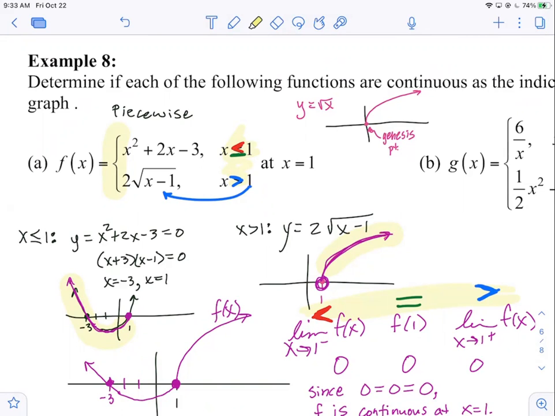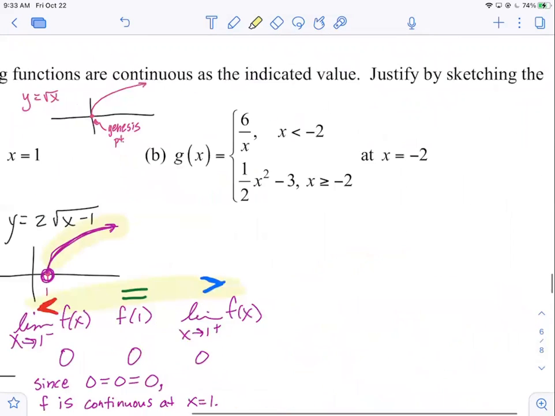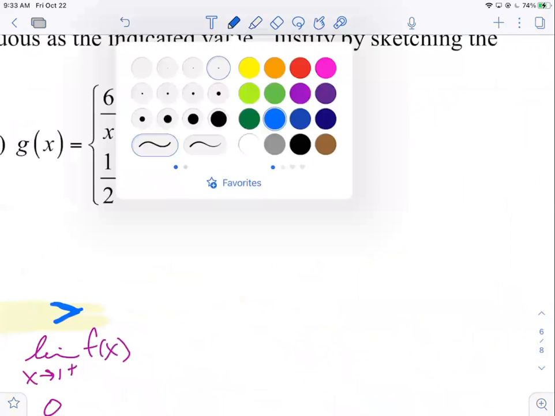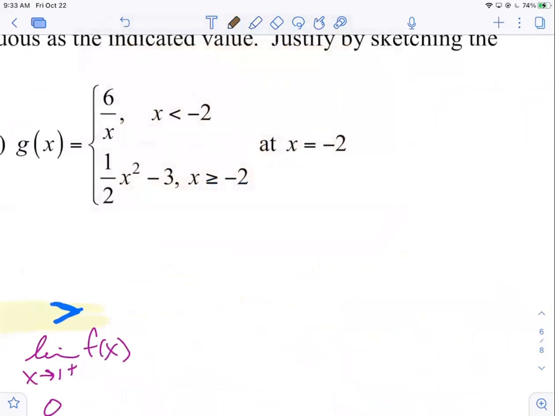Now let's try it out on letter B. Let's go ahead and get our notation set up first, okay? We want to know if it's continuous at -2. So we're going to look at the limit as x approaches -2 from the left of g.